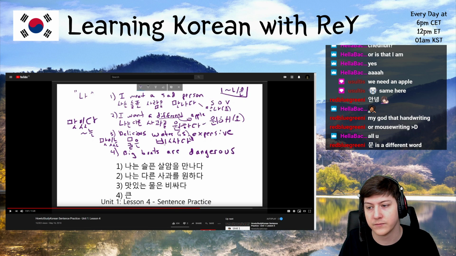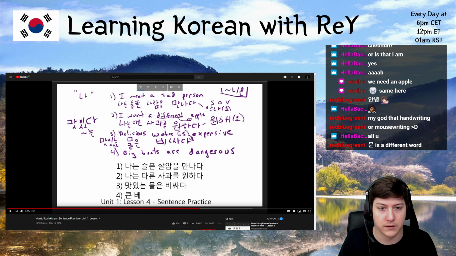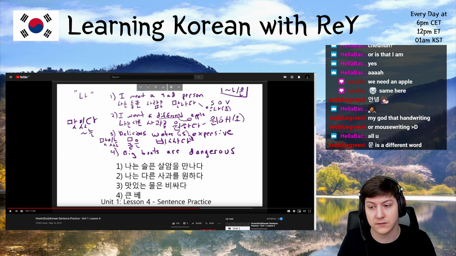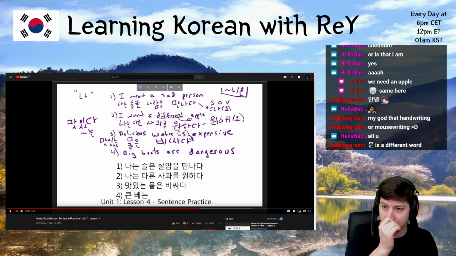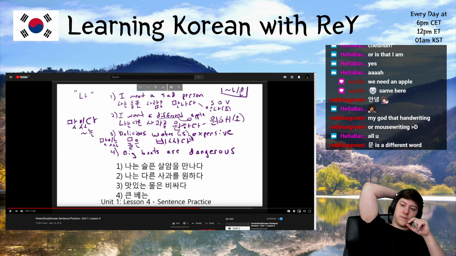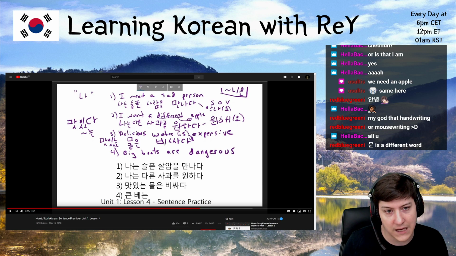Now we have a boat. Boats are 배. That is the subject of our sentence, so we use the subject marker again, which is this one. And now we have the same case as the sentence before. We have an adjective, like the boat is dangerous. So here we have no verb again. We have the is, or the are in this case, basically included in the adjective. So we just need the adjective.